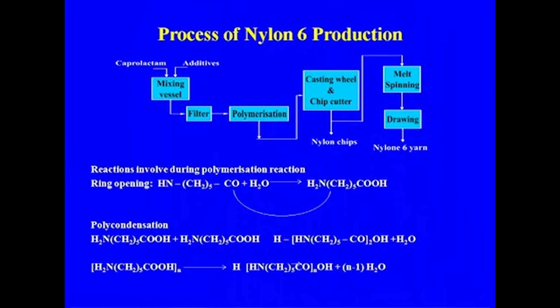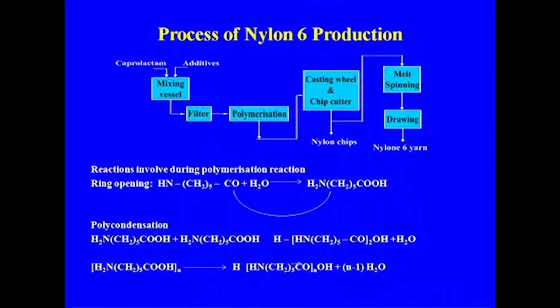This is the manufacture of nylon 6: the caprolactam and additives are filtered, and then go to the polymerization reactor. After the polymerization reactor we are getting the nylon chips, which may go to the spinning section where the melt spinning process takes place. In melt spinning, we have a number of spinnerets through which the melted nylon 6 is passed, and while coming out it will be dried.